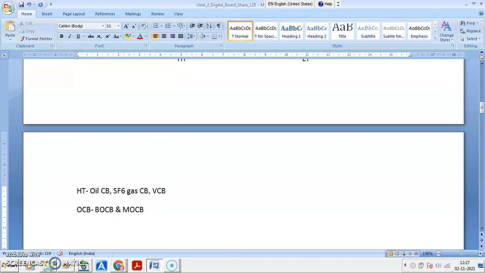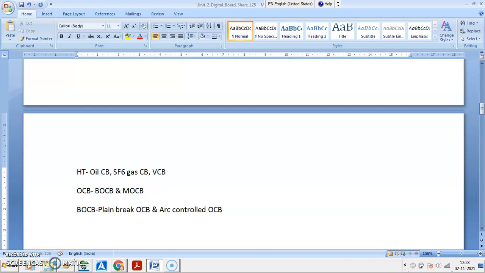Then in BOCB you are having categories: plain break OCB, and you may have arc controlled OCB. So you can classify like this. I can draw a diagram for this, but it will consume more of my time, so I am not going for that. The typing is also a time consuming process.